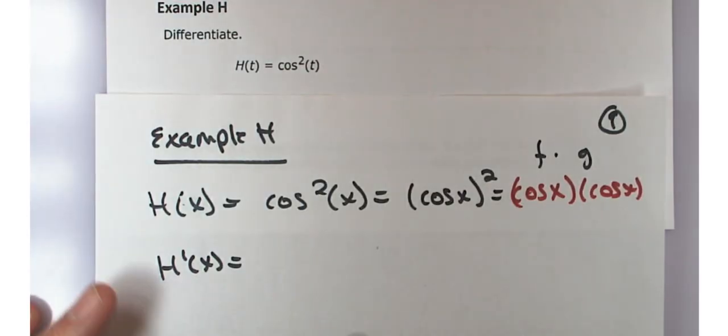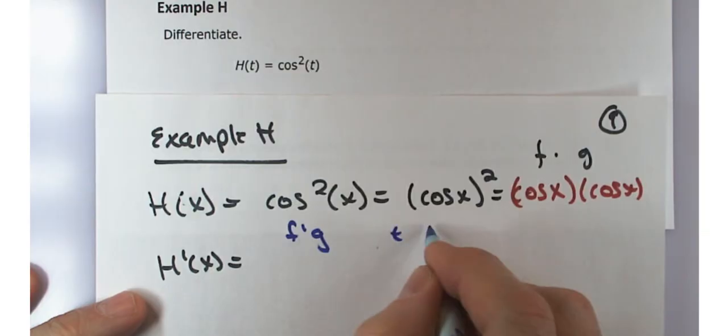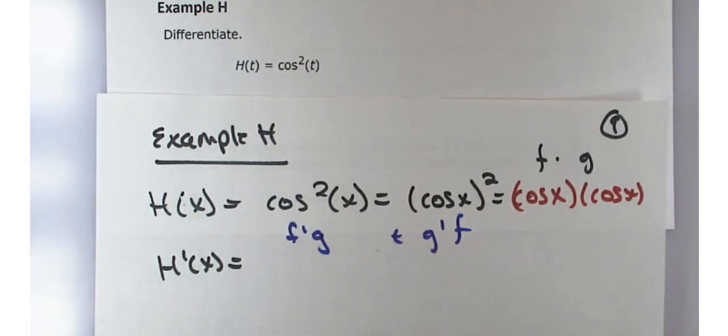So let's fill in the product rule. Thanks, Omar. So it's going to be f prime g plus g prime f. Nice.